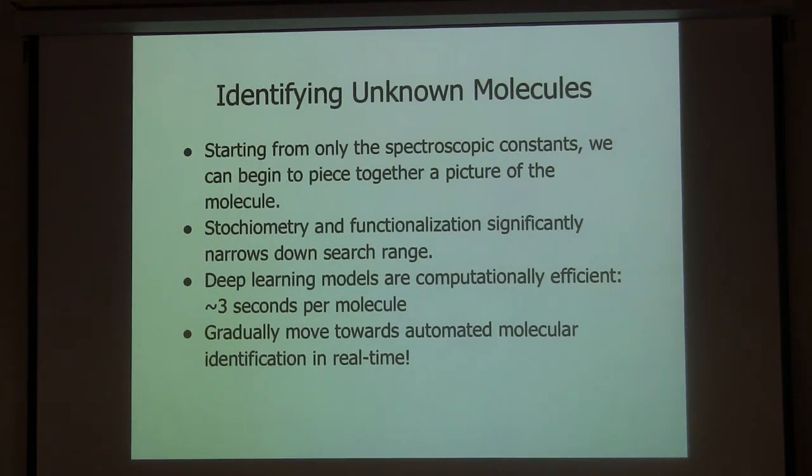So the idea is we're starting with these spectroscopic parameters. We want to move to a picture of the molecule. We can do these deep learning models now, computationally efficient, about 3 seconds per molecule. We want to ultimately implement this so that we don't take months and months to analyze things. We can do it much more quickly, and potentially, we think it's possible to do it 100, perhaps even 1,000 times more quickly. So with that, I will end because I'm out of time and I'm out of material. So thank you.